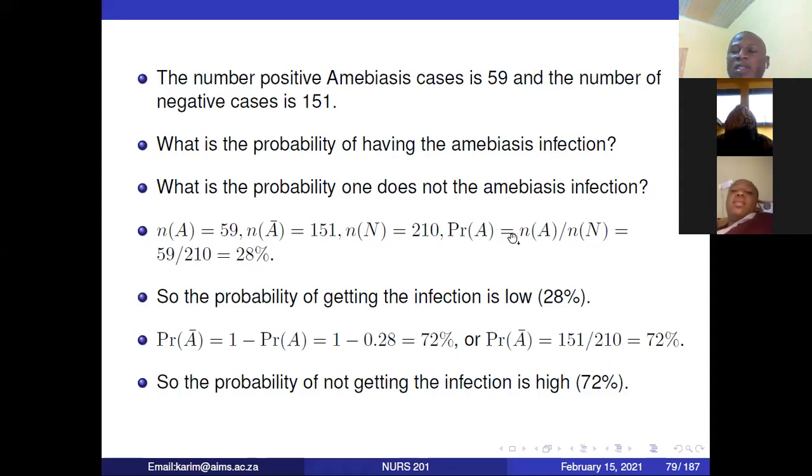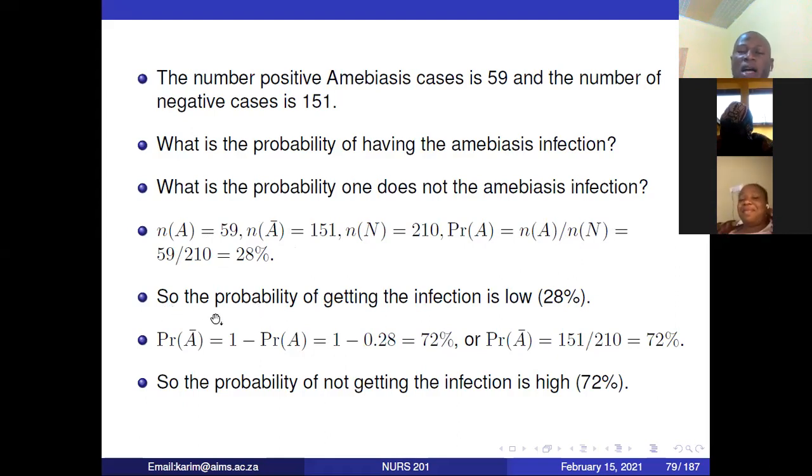So the probability of having the infection is equal to the number of infected cases divided by the total number, and that is 59 divided by 210. That gives you 28%. So the probability that you test someone and the person has infection is 28%. So there is a low chance of infection, which is 28%.